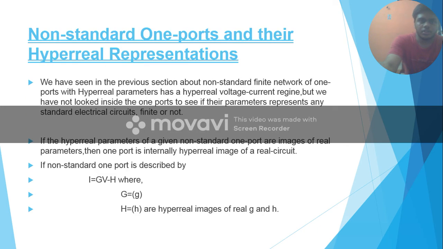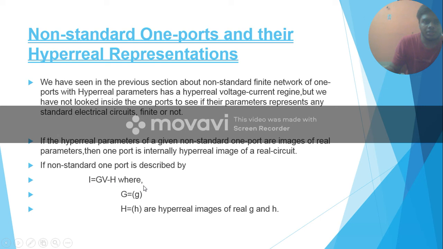These are some of the examples for that matrix. Another topic is non-standard one ports and their hyperreal representations. As we studied in the previous sections, a non-standard network with hyperreal parameters, which has voltage and current parameters, represents the electrical circuits. And the hyperreal parameters of the non-standard one port are the images of parameters in the real circuit.